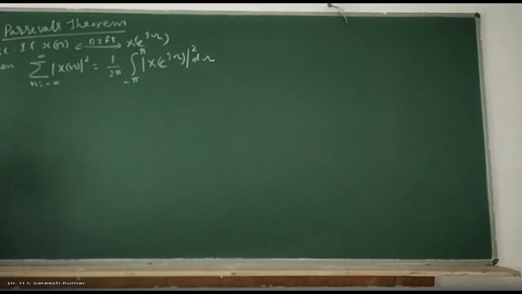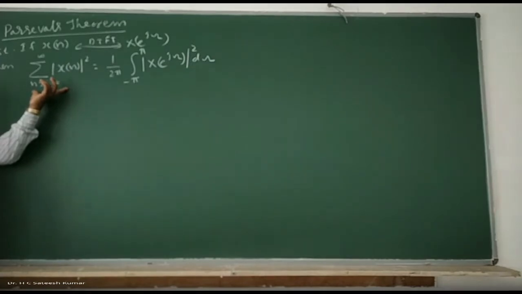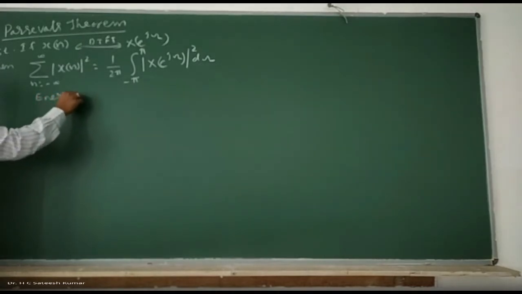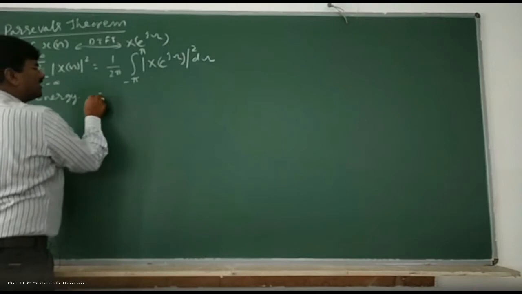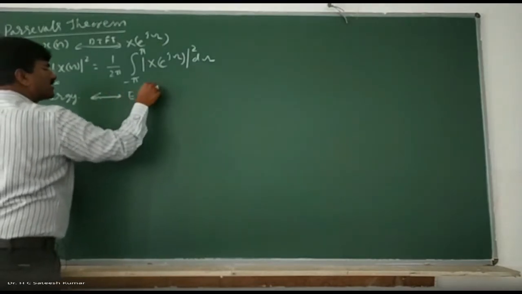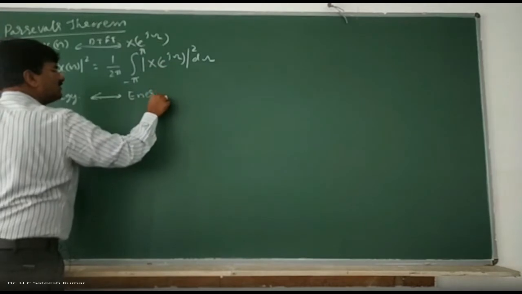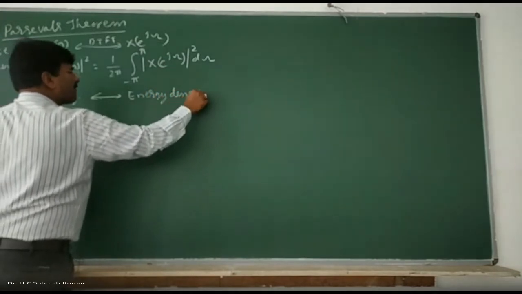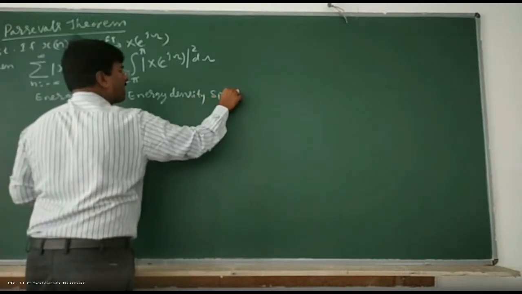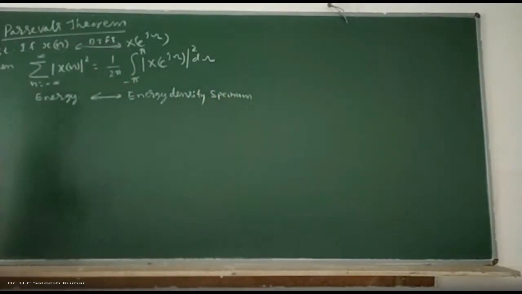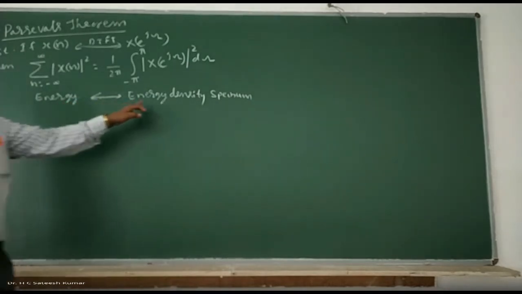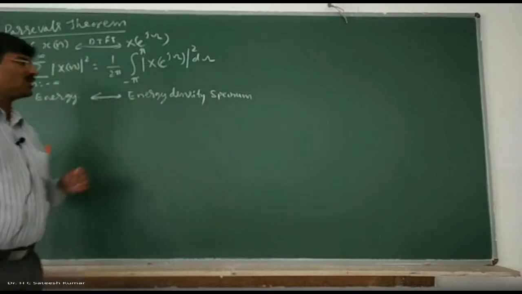And we have come across this kind of expression. Whatever is the left hand side is a known one. Somewhere you have studied. If you recall, in the first module we have this. The left hand side is the energy, and the right hand side is energy density spectrum. This is called as energy density spectrum. So energy in time domain is nothing but energy density spectrum in frequency domain. That's what we need to show here.